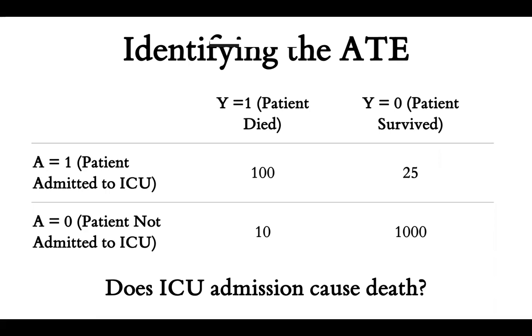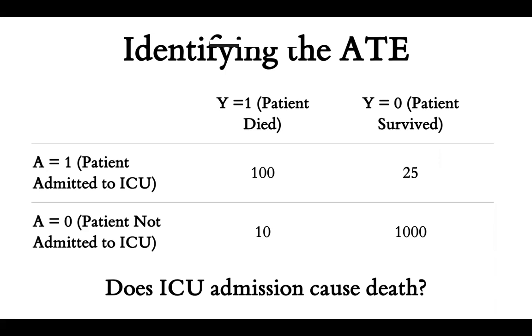So let's say there's a situation where you have patients who are either admitted to ICUs or not admitted to ICUs. That's the treatment, A equals one if you're admitted to the ICU. And you have an outcome, which is the patient survival. If the patient dies, your outcome is one. And if your patient survives, your outcome is zero. And let's say I look at a whole bunch of patients and I count how many people were admitted and how many people died. And this is the table I come up with.